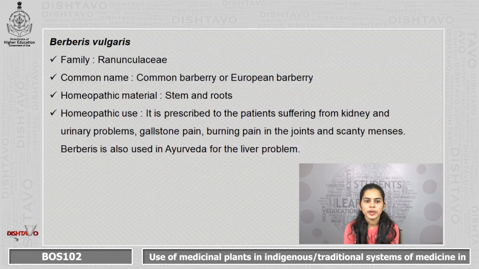Next plant is Berberis vulgaris. It belongs to family Berberidaceae. It is commonly called common barberry or sometimes European barberry. The homeopathic material used is mostly the stem and roots of this plant. Homeopathic uses: it is prescribed to patients who are suffering from kidney or urinary problems, gallstone pain, burning pain in the joints and scanty menses. Scanty menses meaning infrequent menstruation.